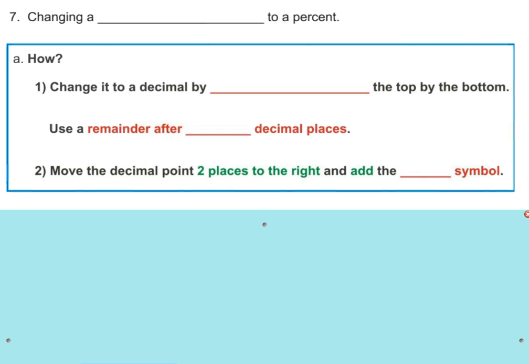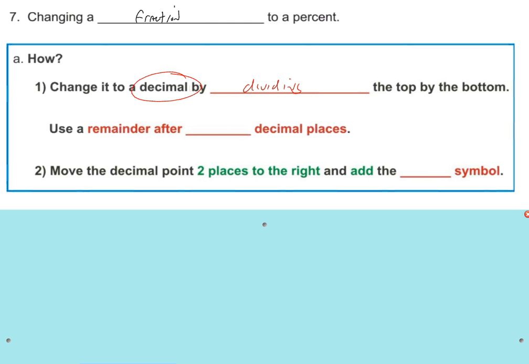Okay. All right, number 7. Changing a fraction to a percent. How do you change a fraction to a percent? Change it to a decimal. First, change it to a decimal. How do you do that? By dividing, right? By dividing the top by the bottom.